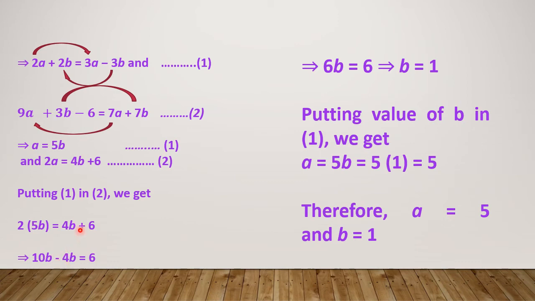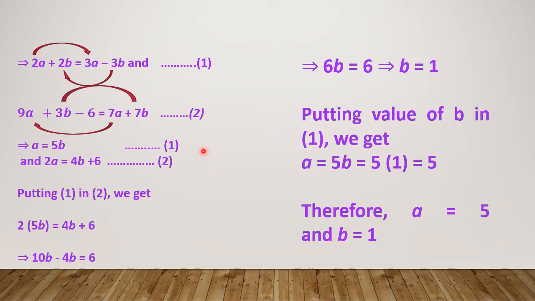Now 10b minus 4b, transpose it to the LHS so the variables are on one side, and you get 10b minus 4b is 6b, and 6b is equal to 6, so b is equal to 1. So simple it is. Now put this value of b in equation 1. If b is 1, then 5 into 1 is 5. Therefore a is equal to 5 and b is equal to 1. Hence we arrived at the values of a and b.